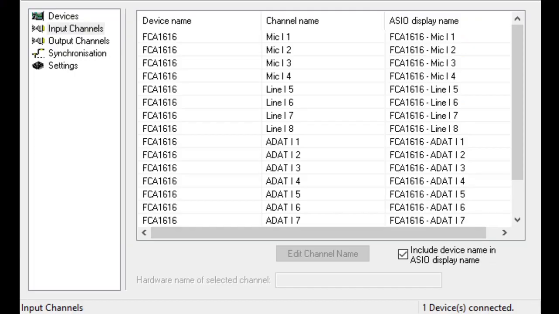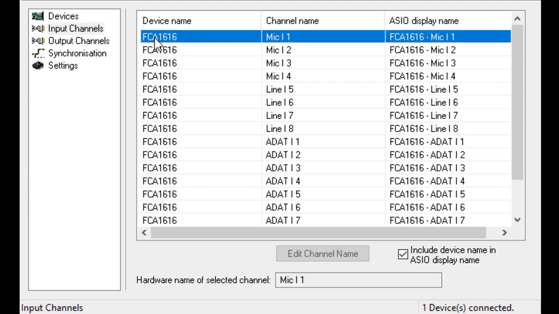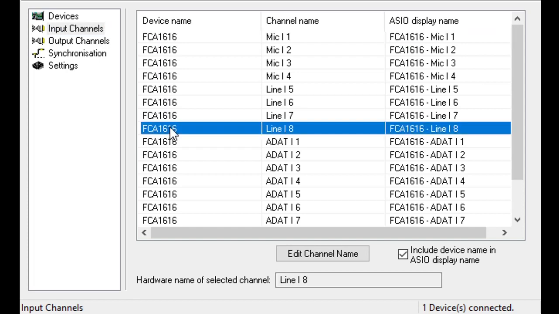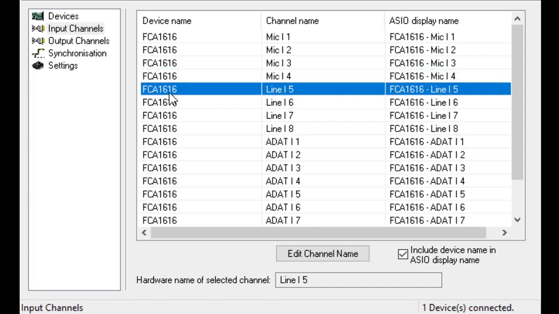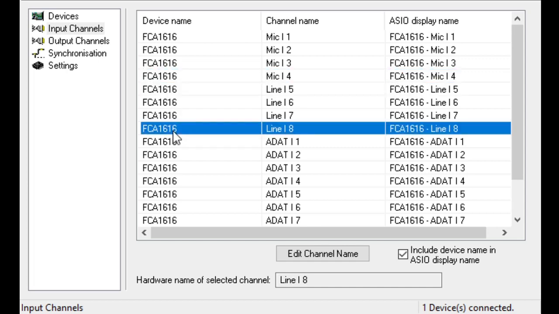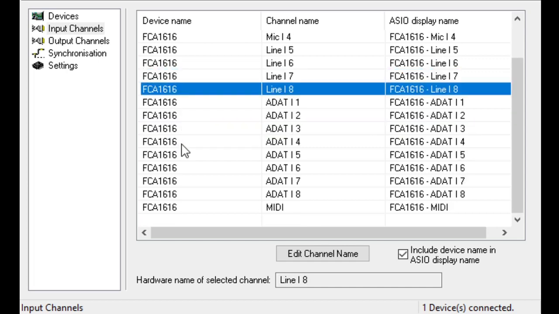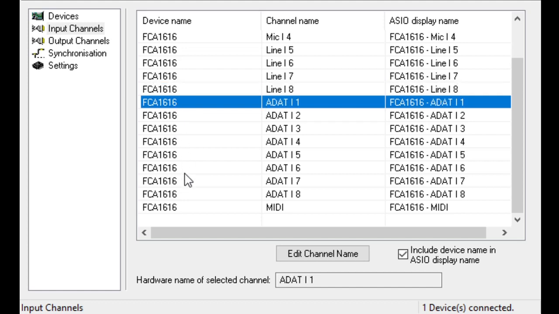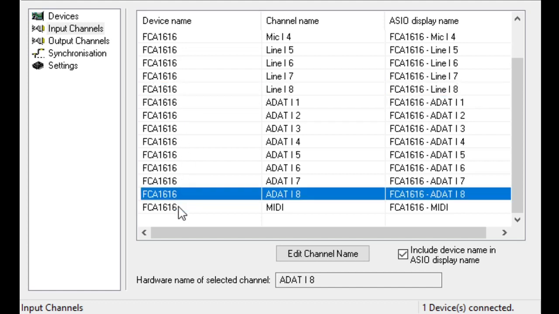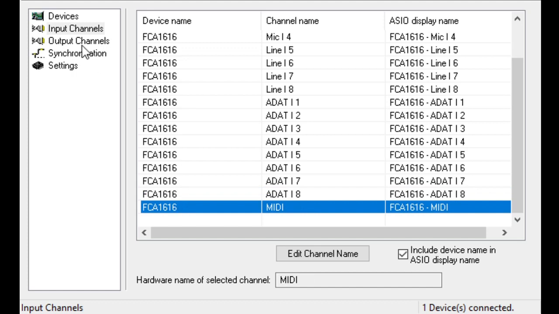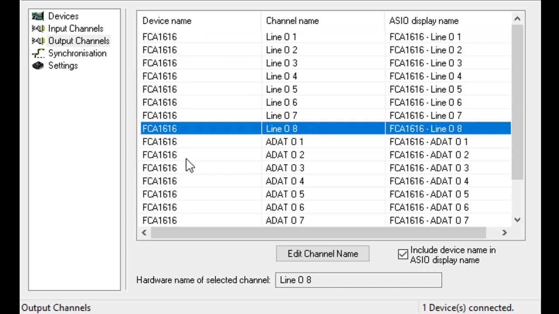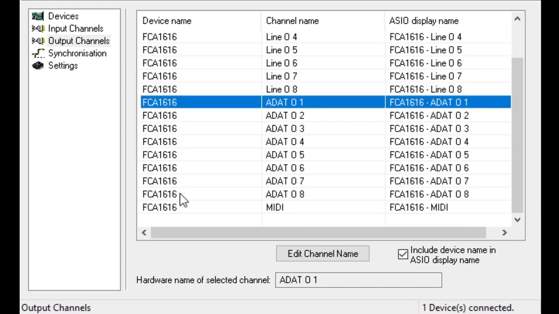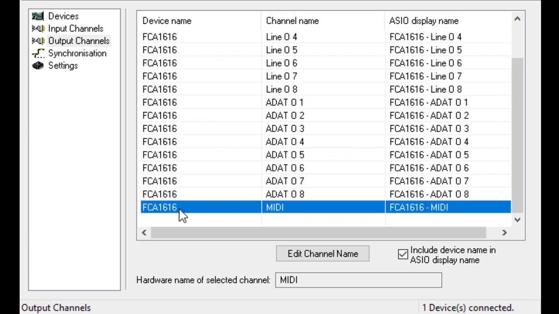Now that we have the device connected to my laptop, you can actually see how the FCA1616 has all of its inputs 1 to 4 as mic, and then 5 to 8 as line level inputs at the back of the unit. And then we have our ADAT inputs 1 to 8 and our MIDI input as well. Then for the outputs, again we've got line output 1 to 8 and the ADAT output 1 to 8 as well as the MIDI output.